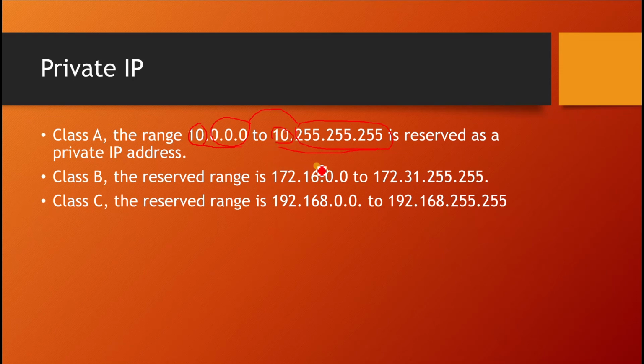In class B, anything from 172.16 up to 172.31. So you have pretty much 15 networks with 2 host bytes. Class C, anything from 192.168.0 to 192.168.255. That means you can change this third number from 0 to 255. So you can have 255 private networks, and each will have 255 IP addresses. So that's considered the private IP address range.